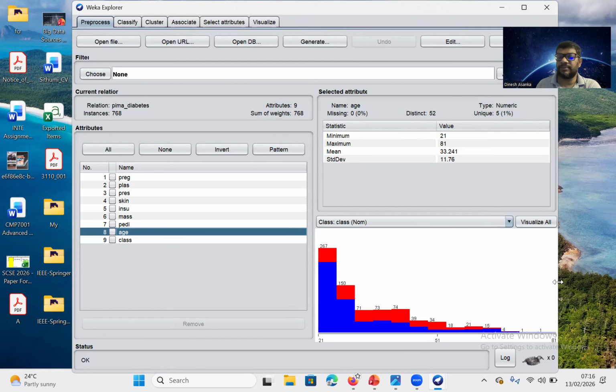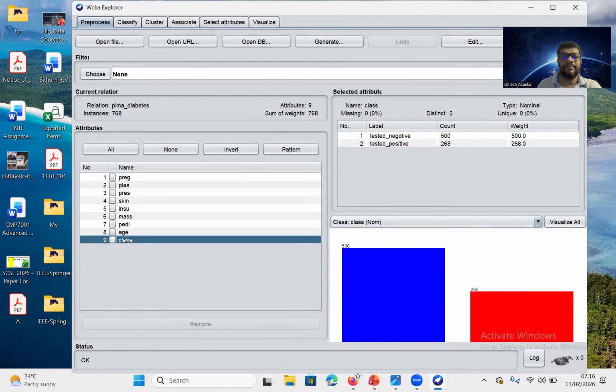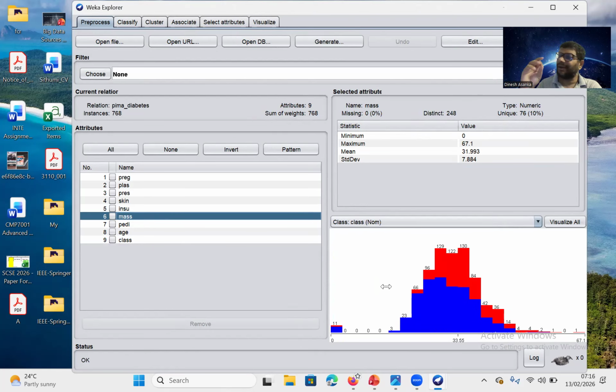If you want the distribution, let's say the age-wise distribution, this will explain. So you can see between 21 to some value, you can see this distribution is tested negative or positive. So you may remember the blue one is negative, the red one is positive. So here at this age, you can see the majority of them are negative. At this age, you can see 50 per 50 negative and positive cases. So that's how you can see the distribution. You can see the distribution of other parameters as well to get an understanding about your data set.